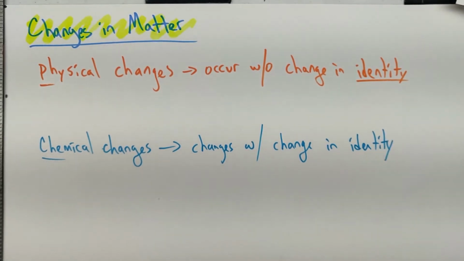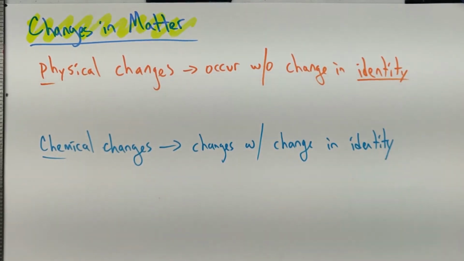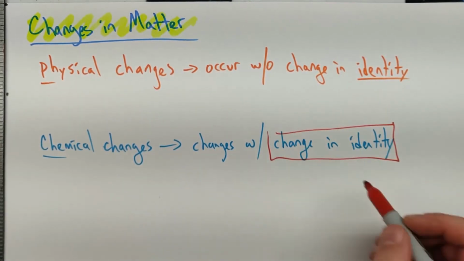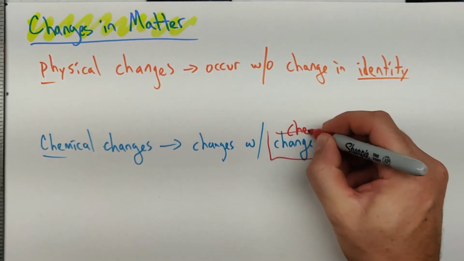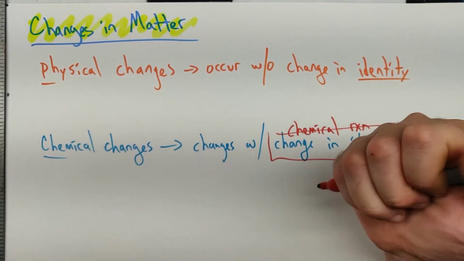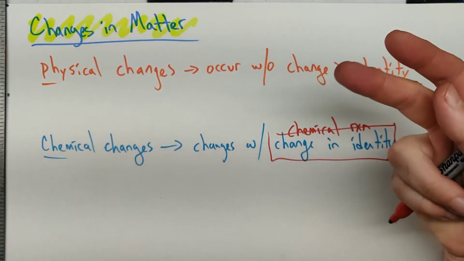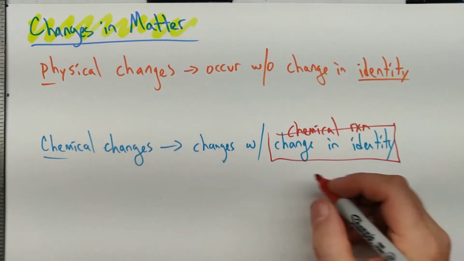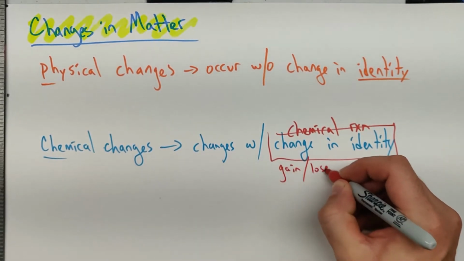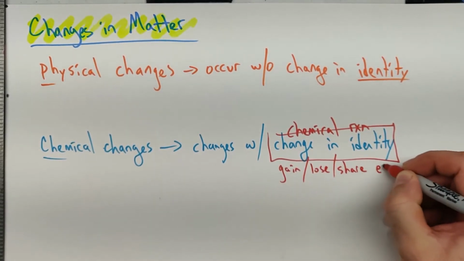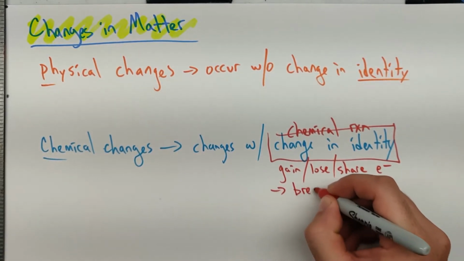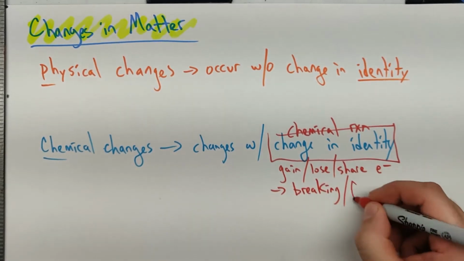All right? And how do we have a change in identity? Well, this is a rather important idea in the big picture. A change in identity would be some chemical reaction. And the way you can have a chemical reaction is to gain, lose, or share electrons, or breaking or forming chemical bonds. So we can gain, lose, or share electrons. And what's really happening there, in many cases, is that we are breaking or forming chemical bonds.